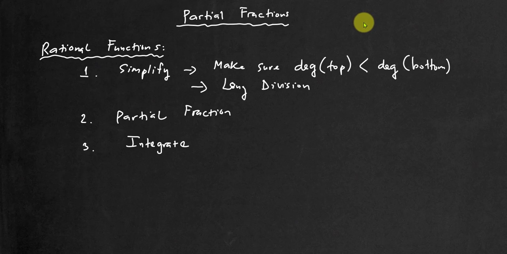In this video, we are going to review a few examples of how to find the integration of rational functions using the partial fraction techniques. When you see rational functions, make sure that we follow a few simple steps before we can actually do the integration. First, you need to simplify. Make sure that the degree of the top is less than the degree of the bottom part. If not, then you have to use long division. And then do the partial fractions. And at the end, we will do the integration.